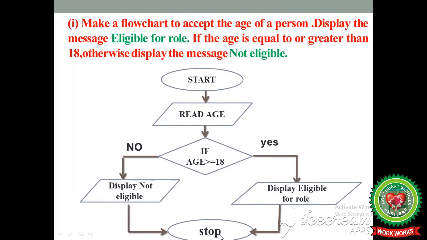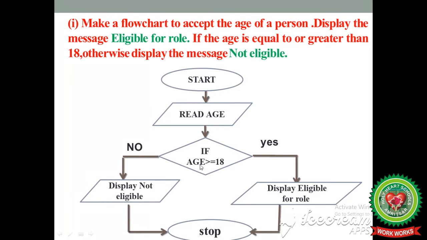Here let's take an example. If I enter the age as 19, now check the condition. 19 is greater than or equal to 18. Yes, it means our condition is true. Then it will display eligible for vote.